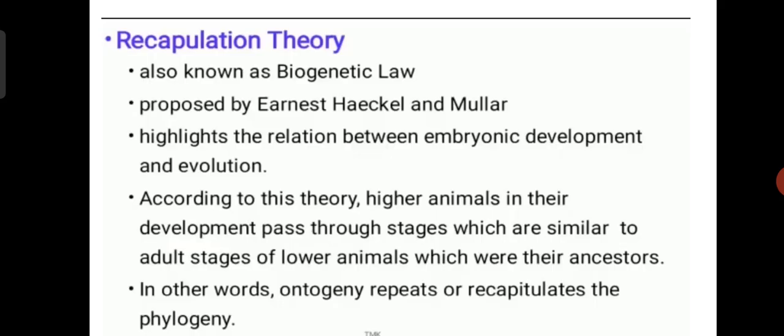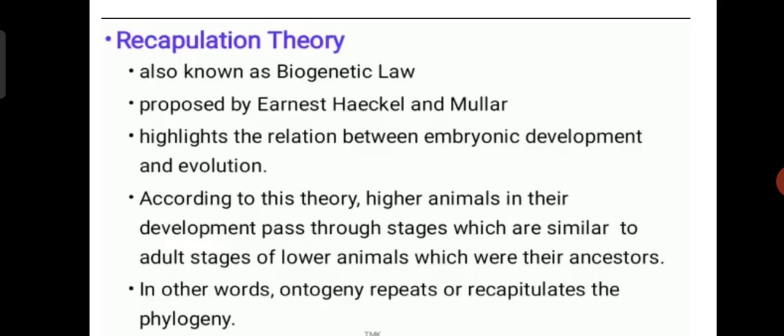Next, we come to the theory of recapitulation. It is also called the biogenetic law theory. Actually, this theory was proposed by Ernst Haeckel as well as Müller. It is actually a modified version of von Baer's law theory. It is based on the contribution of evolutionary theory.